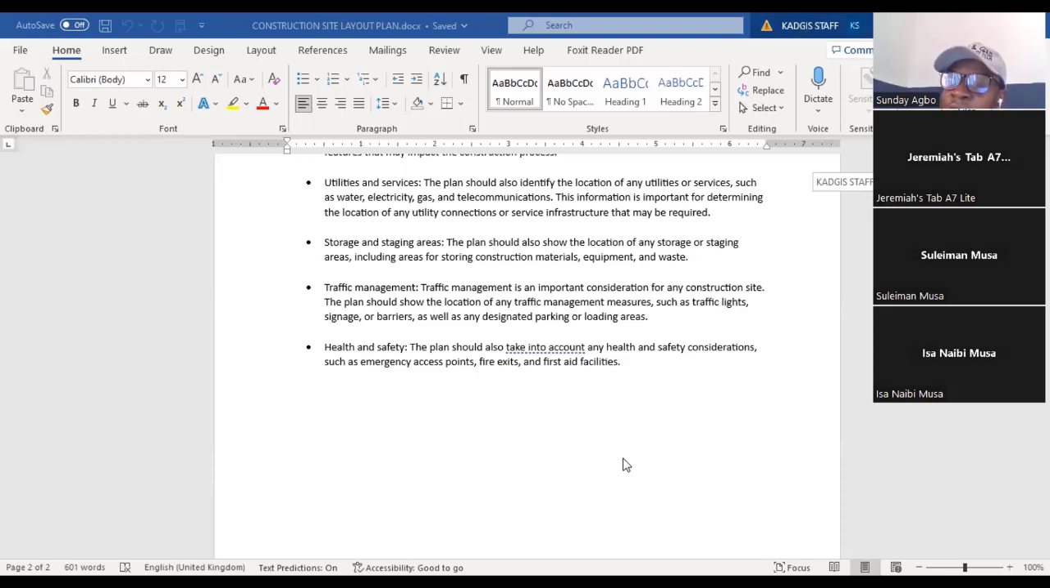Now, in terms of the site layout, we are not actually considering the sequence of constructions, but we are considering the tasks involved in the construction process, because you need to know what is required in building a house or in carrying out a particular construction before you can produce a site layout.